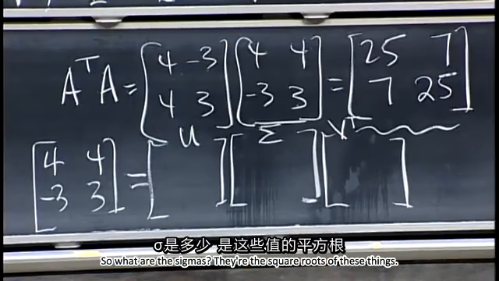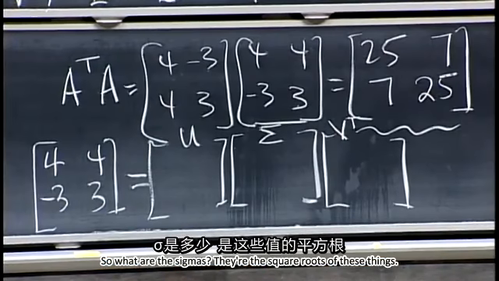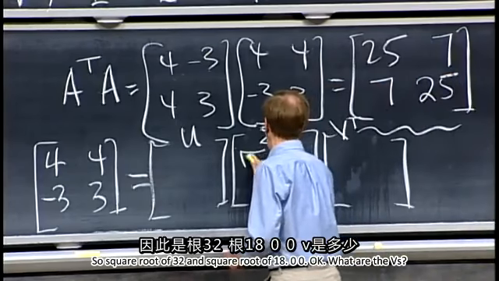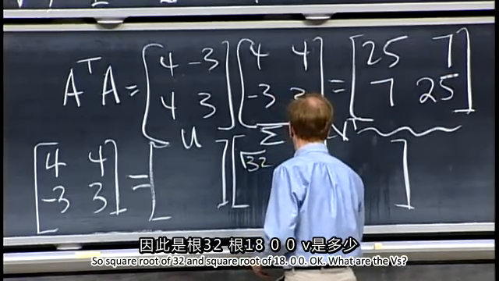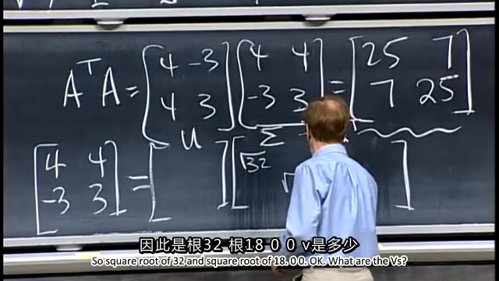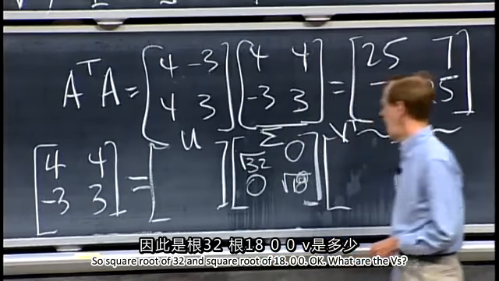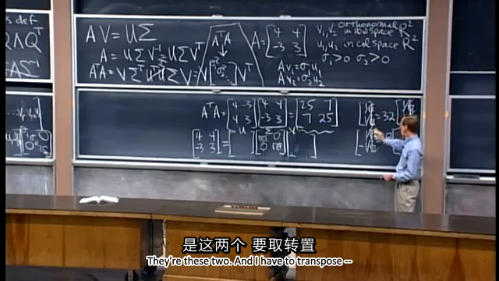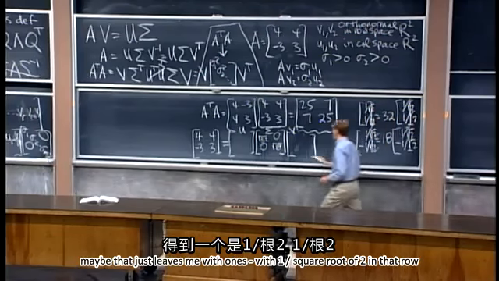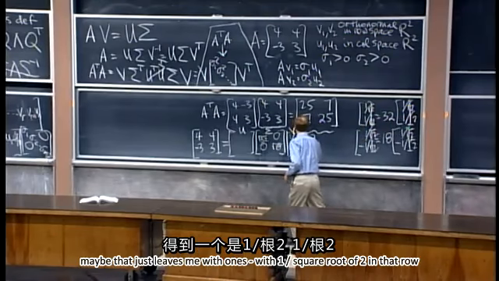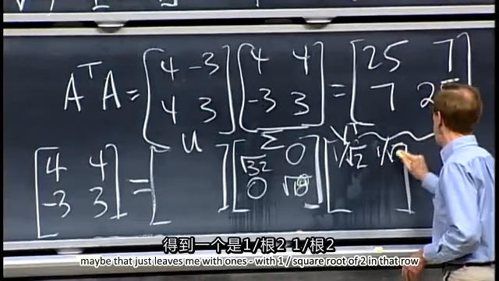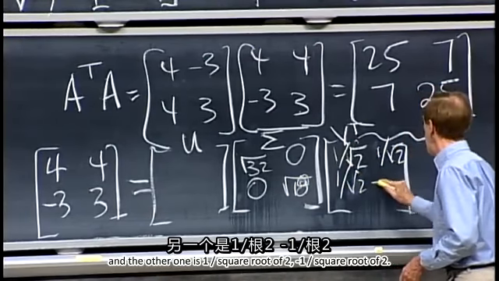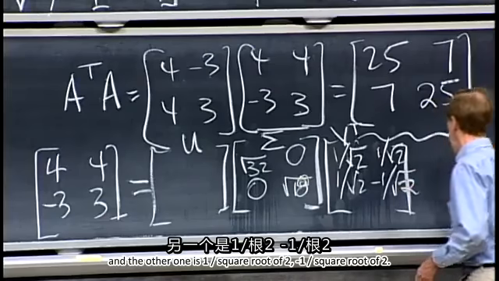So what are the sigmas? They're the square roots of these things. So square root of 32 and square root of 18, 0, 0. Okay. What are the V's? They're these two. And I have to transpose. That leaves me with 1 over square root of 2 in that row. And the other one is 1 over square root of 2, minus 1 over square root of 2.